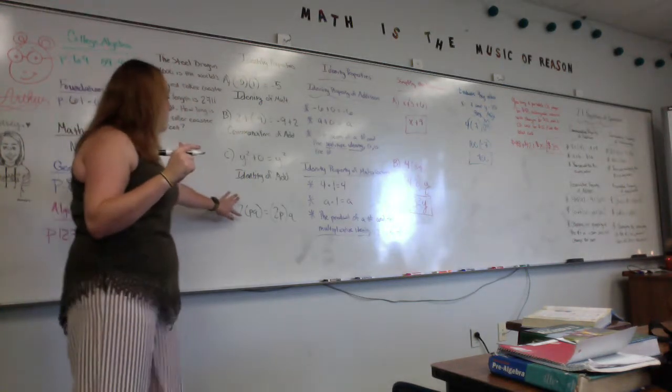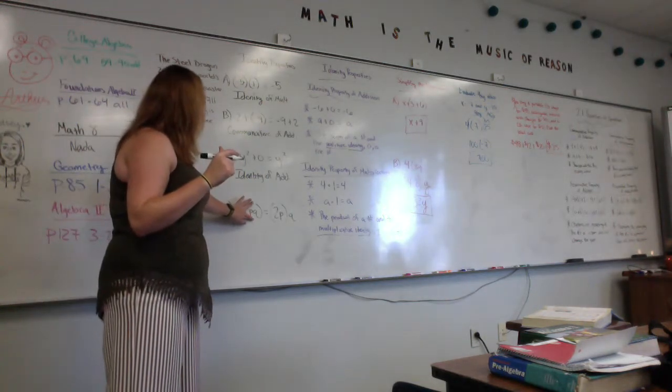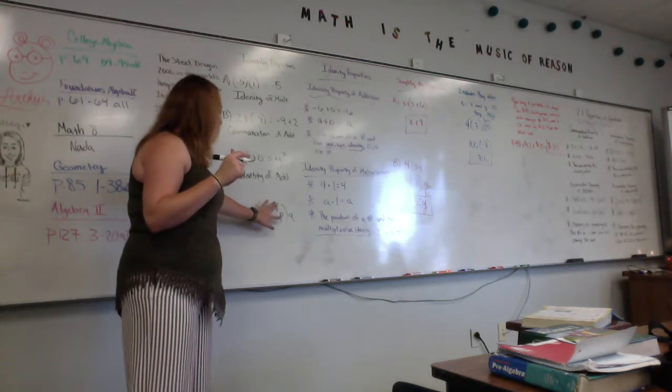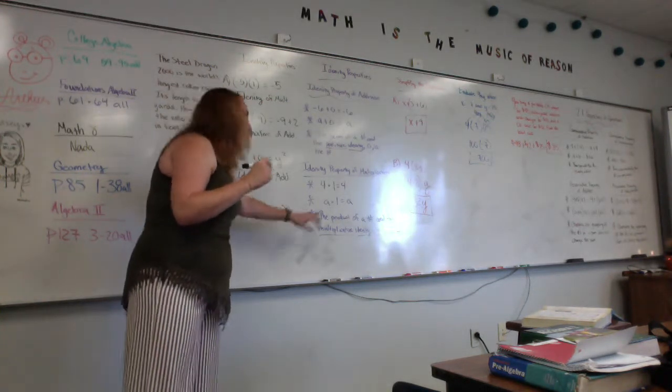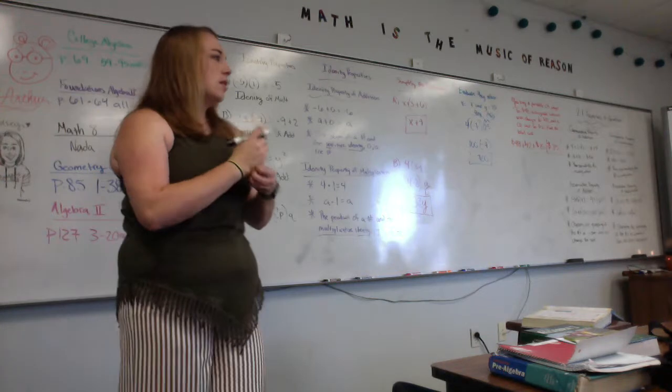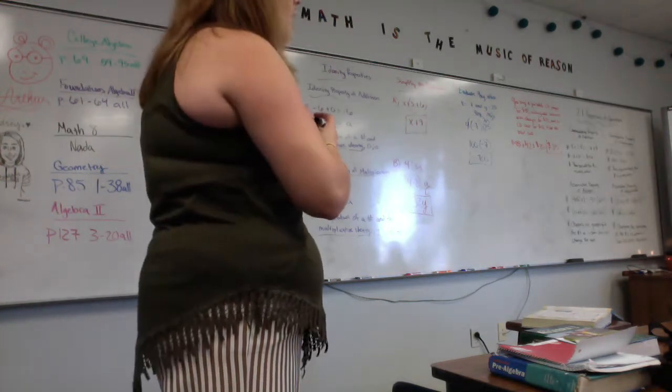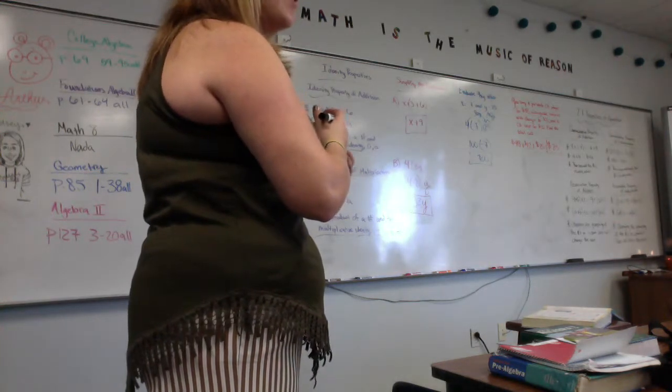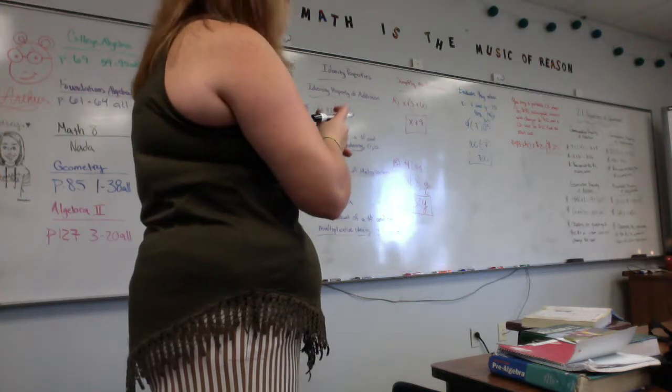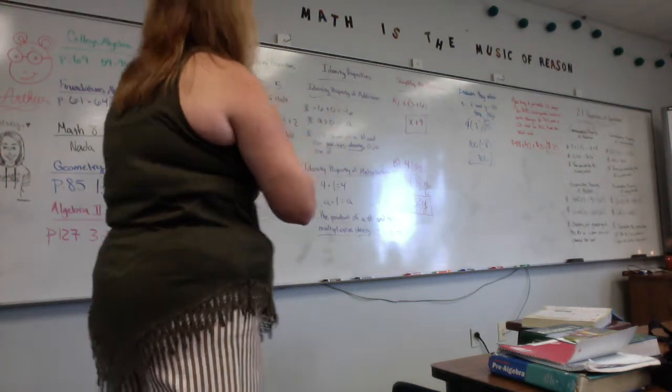Okay. What's this? 2 times p times q is the same as 2 times p times q. Associative property of multiplication. I got it right.